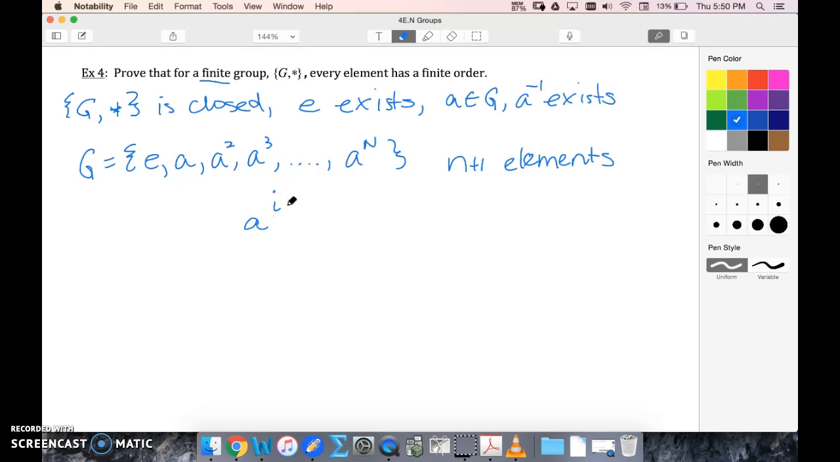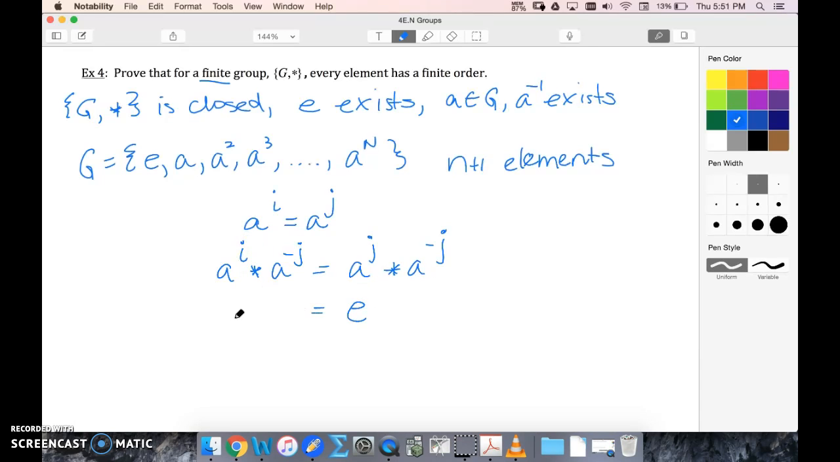So a to the i must be equal to a to the j. But we know that the inverse exists. So we can apply left cancellation, right cancellation: a to the i star a to the j inverse equals a to the j star a to the j inverse. I don't know if I wrote down our notation for inverse. It's the inverse, not 1 over a to the j. All right? So this is going to equal our identity element.